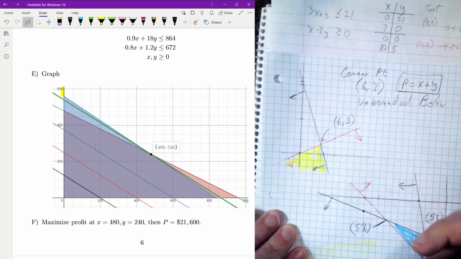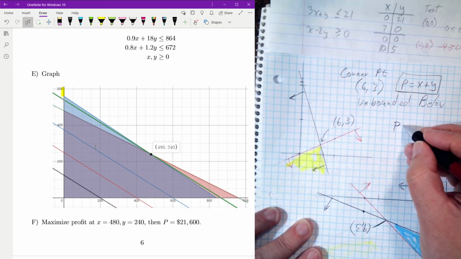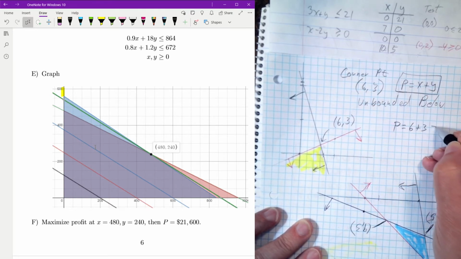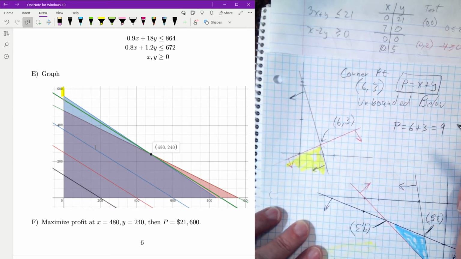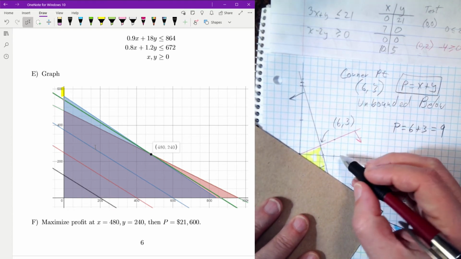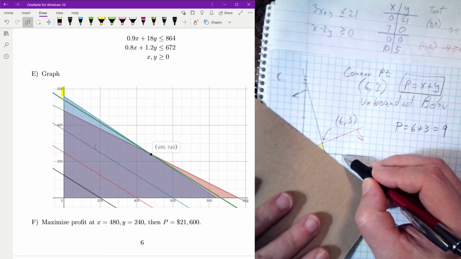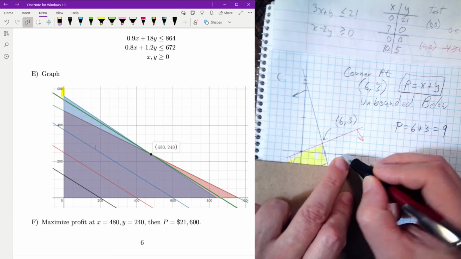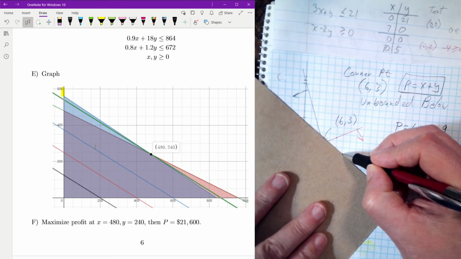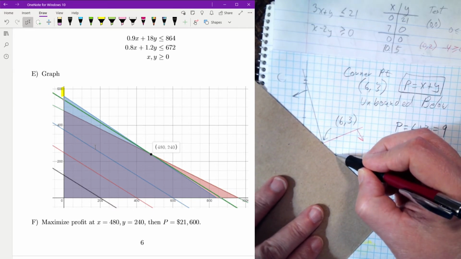So let's try that. If we maximize it at P, we end up with P equals 6 plus 3, which equals 9. And if we were to draw that, x plus y is a relatively easy function. So 1, 2, 3, 4, 5, 6, maybe. Does that match up? Not quite. One down. Pretty close.